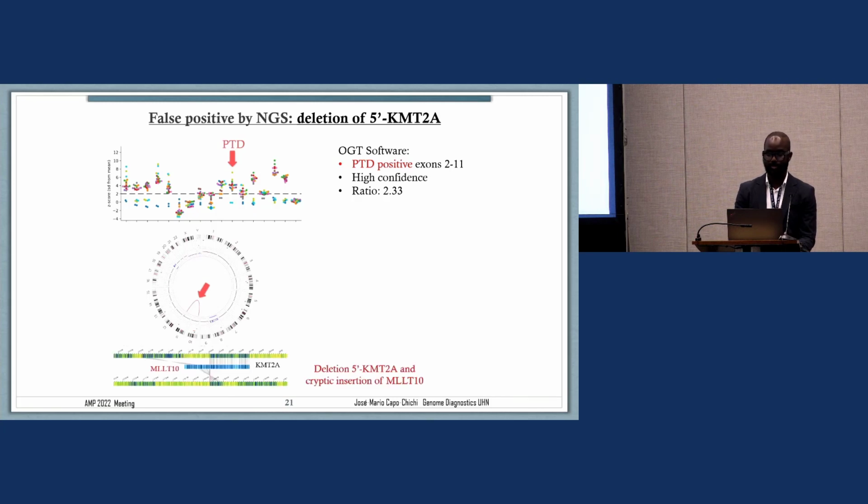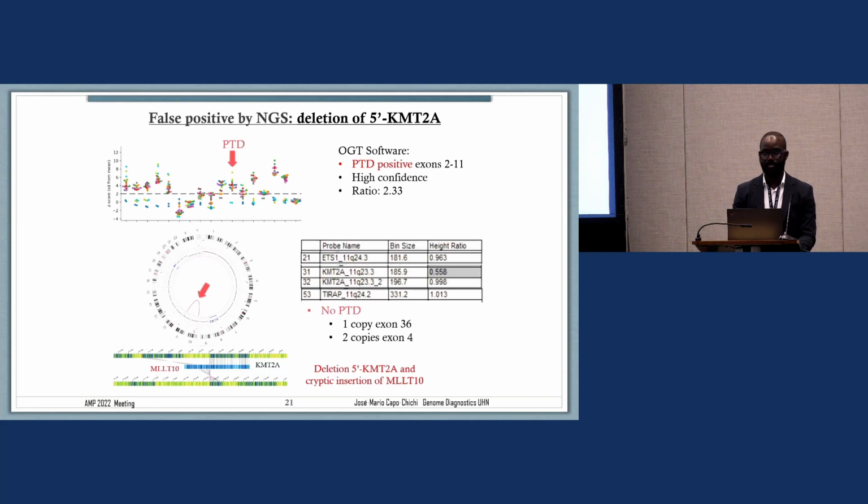In this particular patient, the false positive calls by NGS were due to a deletion in the 5' region of KMT2A combined with cryptic insertion of MLL T10 in the 3' region of this gene. So again, playing with the overall coverage within that region. And MLPA also supported the 5' deletion in this patient.